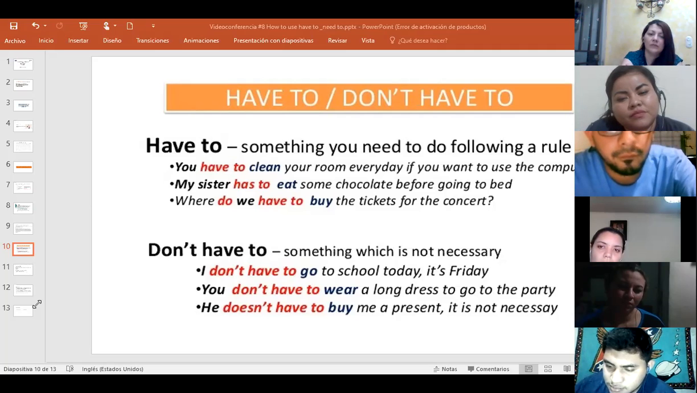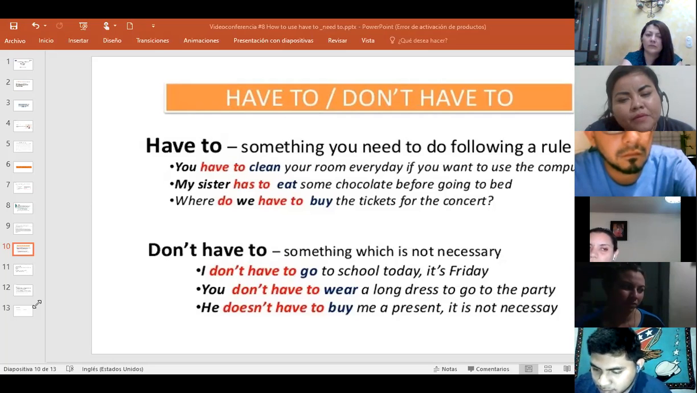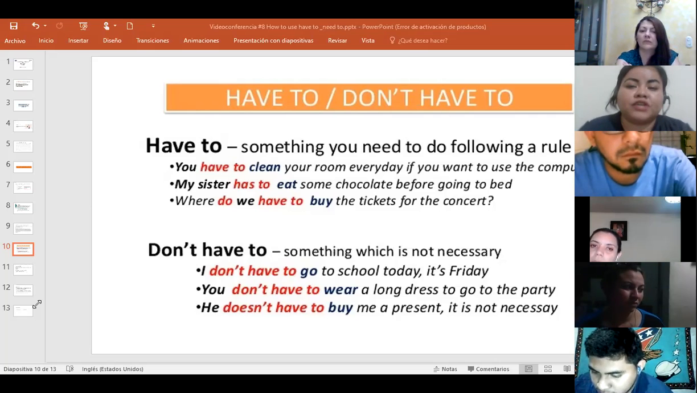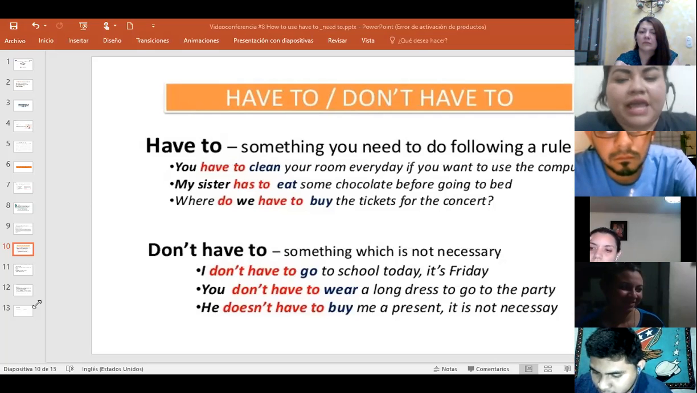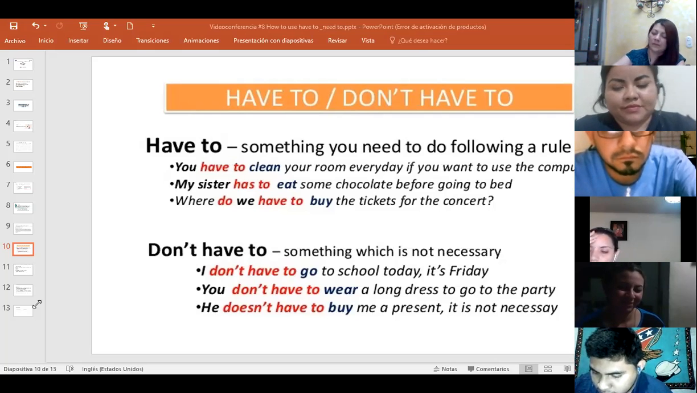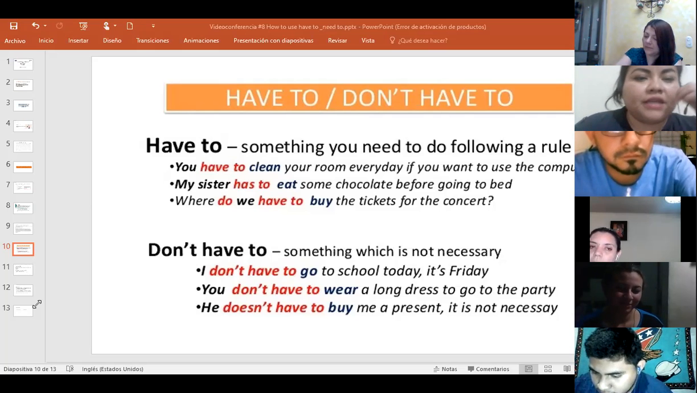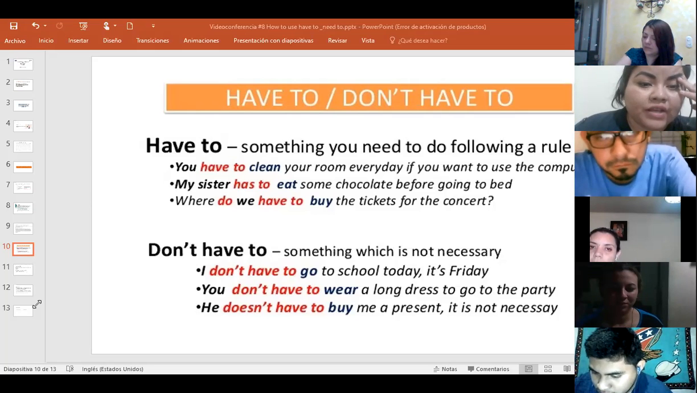In my work, I have to take temperature. En la entrada, no sé cómo decirlo en inglés. Okay, I have to take my temperature in the entrance. Entrance. Yes. In the entrance. Okay, very good. Now let me see here another example.